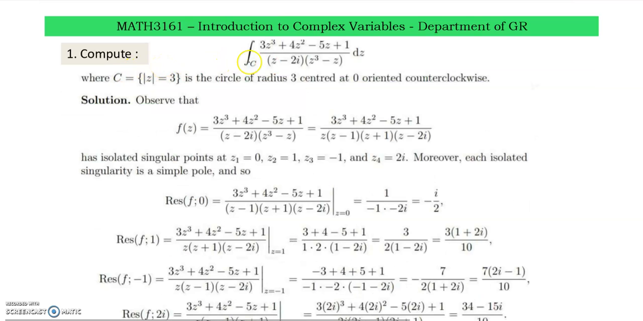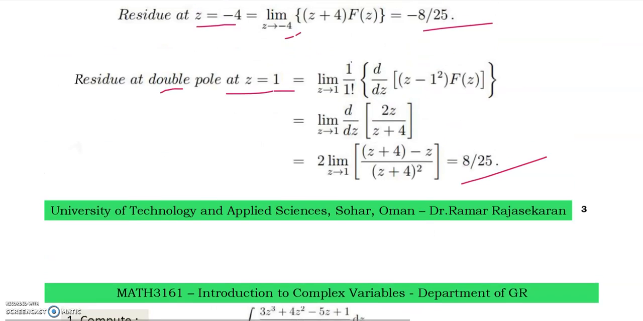Here we find this integration value by using Cauchy's residue theorem. Okay, how? Here you will see. Now what is the value of C? What is given is that C is the set where modulus of z is equal to 3. It's nothing but a circle of radius 3 and center 0. That is given. On this C, we have to find the integration value of this by using Cauchy's residue theorem. What is Cauchy's residue theorem?